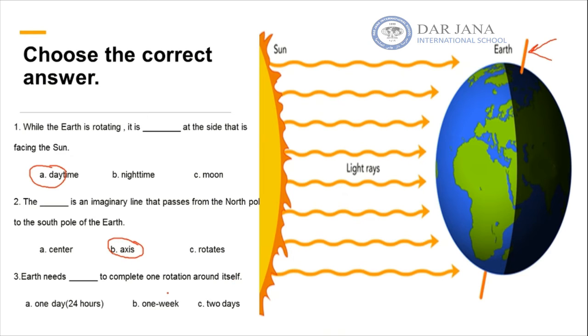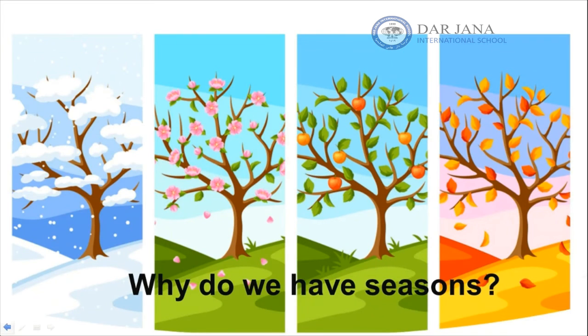So to complete one rotation around itself or around its axis, what do we need? Does it need 2 days, 1 week, or 1 day, which is 24 hours? It is 1 day or 24 hours. Now it's time for the seasons. So let's sum up before we go to the seasons.